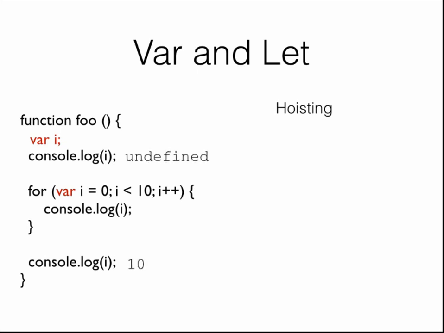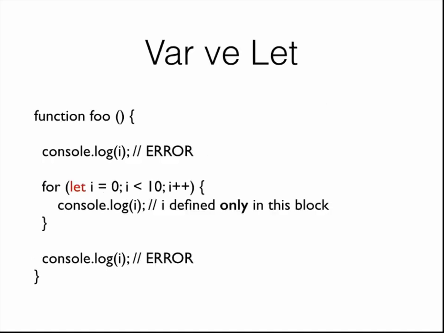So this will log undefined. That is, it will not generate an error because i is defined as an undefined value here. And here, at the end of the loop, even if we are out of the for loop, it will print 10. Okay? Now if we change var with let, we will be scoping this i variable inside these curly braces, inside this block.